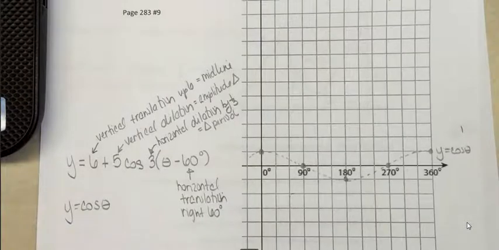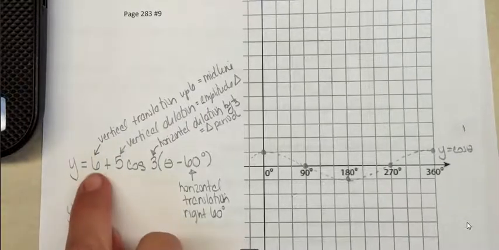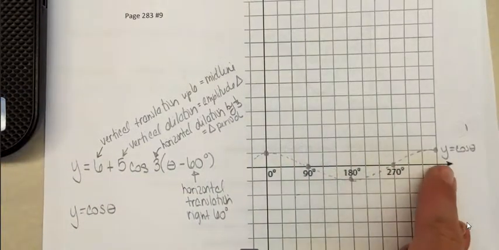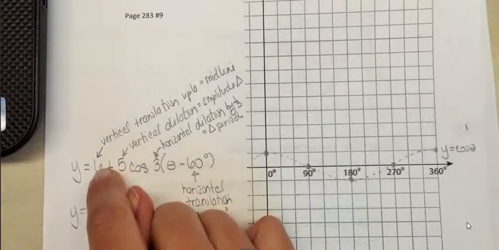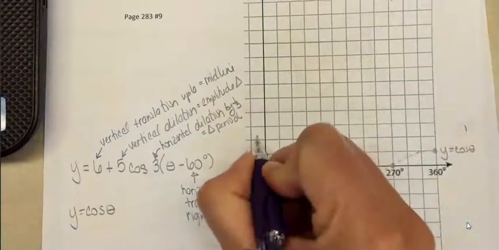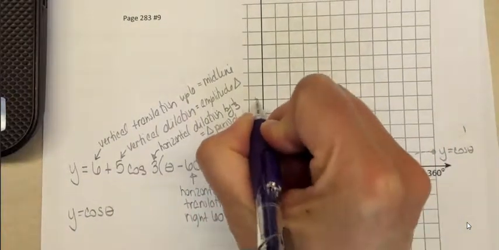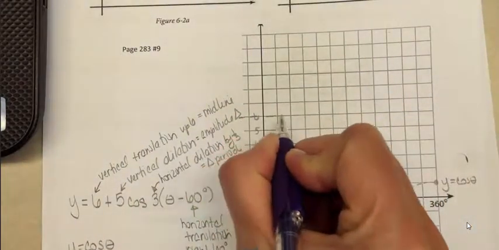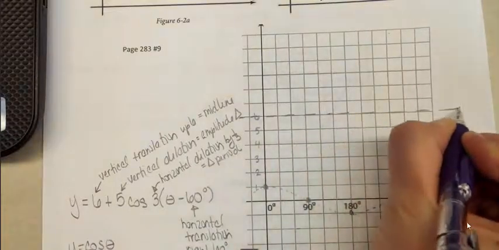I find it really helpful to do these in pieces. It'll be up to you how many pieces you want to do, but this time I'm going to do every single transformation a separate color. Starting with adding 6: right now my midline is at the x-axis. This vertical translation up 6 means that my midline is now at 6. So my midline has now transformed itself up to here.